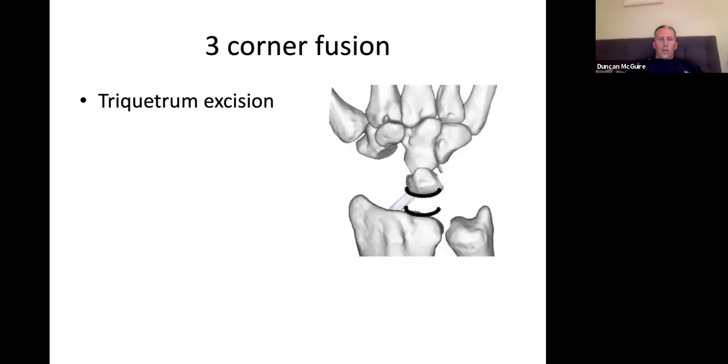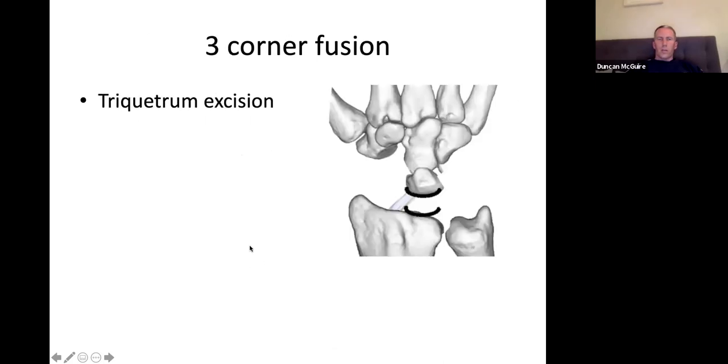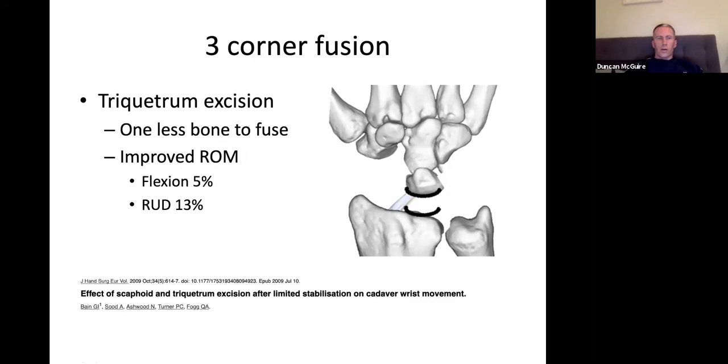There's various ways you can do that. There's a plate, there's headless screws, but this is kind of falling out of favor. But the better option is a 3-corner or 2-corner fusion. So the difference between a 4 and a 3-corner is that you excise the triquetrum. The advantage of this is that there's one less bone to fuse, and it's been shown in cadaver studies that it improves the range of motion marginally, but slightly better radio-ulnar deviation and wrist flexion.